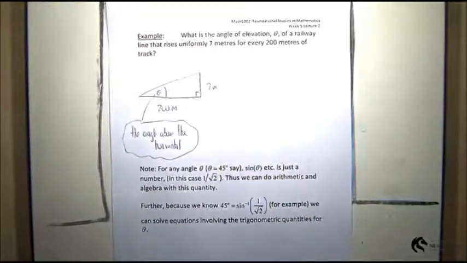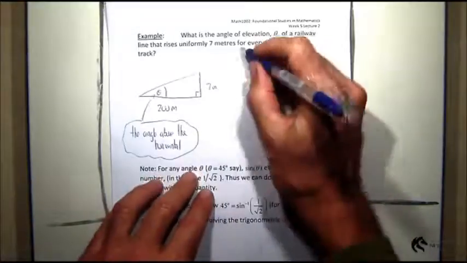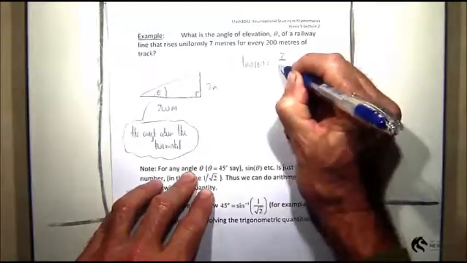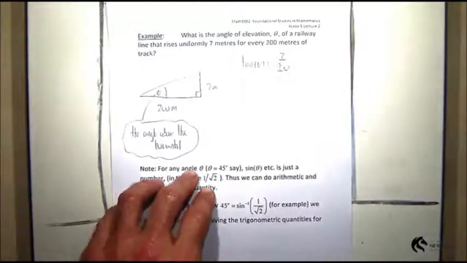And again, I'm going to go back to my standard page. Perhaps I need to go back to this page, in fact, would be better. In that it says, if I know the opposite and the adjacent, it's the tan is the ratio that I want. And so this says the tangent of theta must be the opposite over the adjacent. So that's 7 over 200.